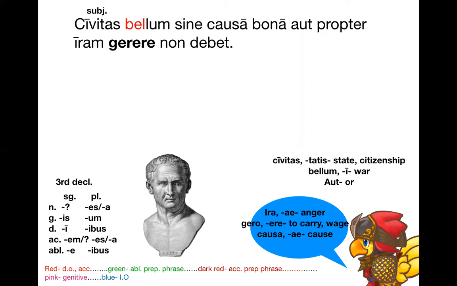So the state, bellum is a direct object. It doesn't make sense for it to be a nominative right next to another nominative noun, so we're going to keep moving towards the end of the sentence to get a verb, because we need the state to verb something about war, right? There's going to be a verb between the subject and the direct object.